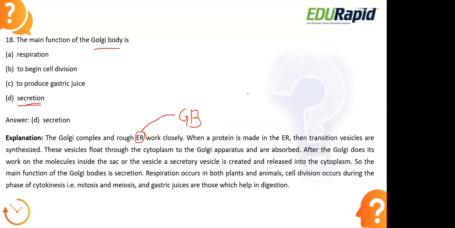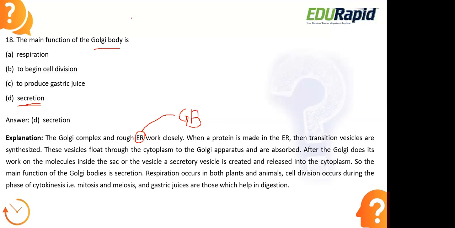So this is the main function of the Golgi apparatus: to synthesize as well as to secrete the vesicles. Vesicles again have a major role in our body.